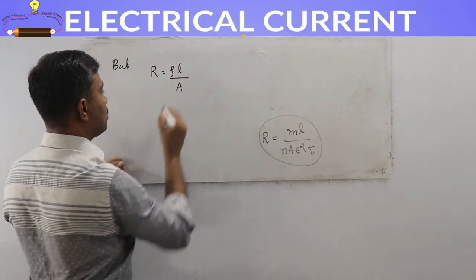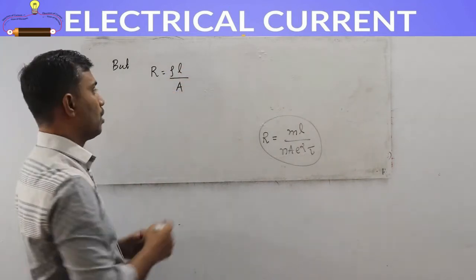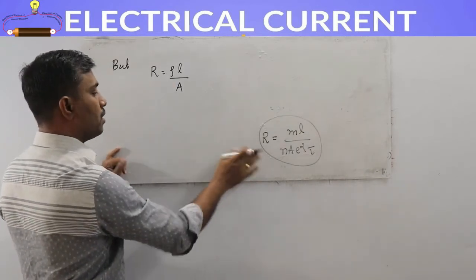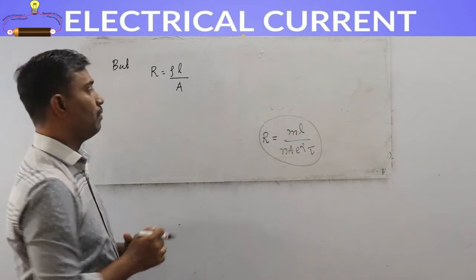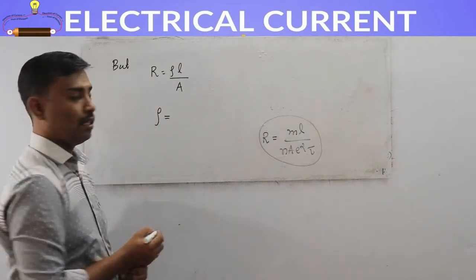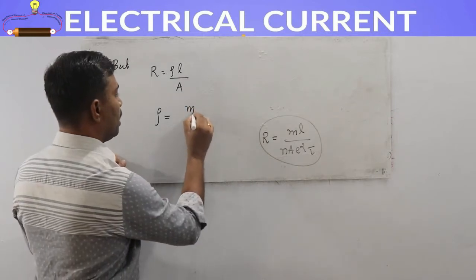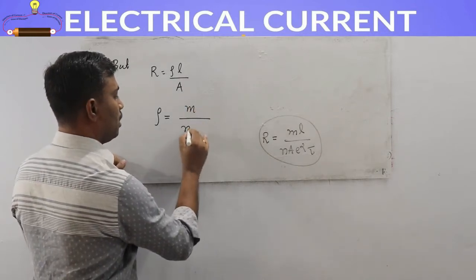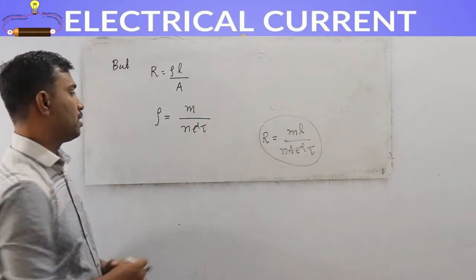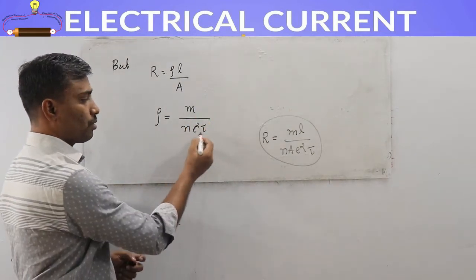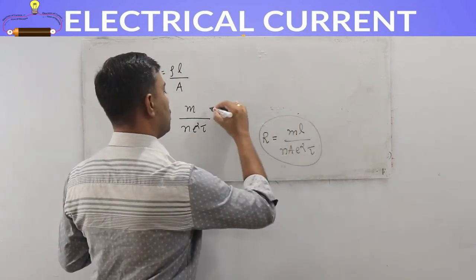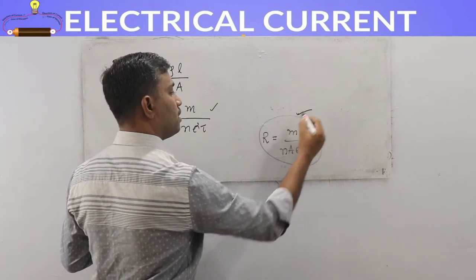But we know that resistance equals rho L by A. So compare these two equations. Then we get the resistivity of the conductor: rho is equal to m divided by N E square tau. Resistivity of the conductor is m divided by N E square tau. So we got the resistivity and resistance.